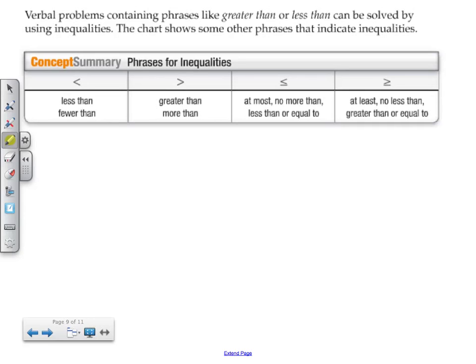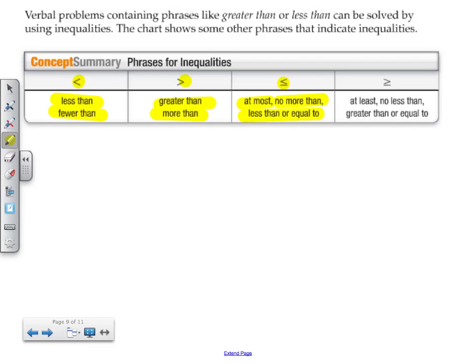These are some phrases that indicate inequalities. For less than, it might say less than, it might say fewer than. Greater than, you can also say more than. Less than or equal to means at most, no more than, or less than or equal to. It may say any of those phrases in a word problem.